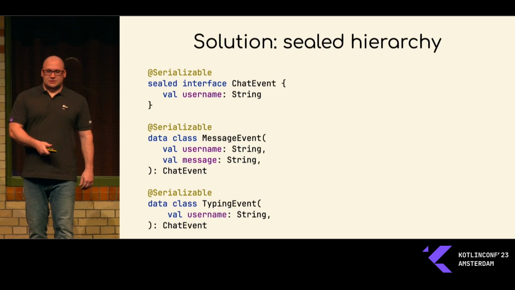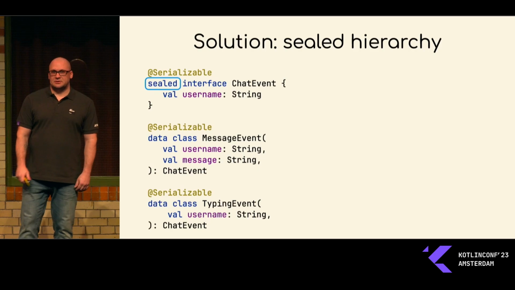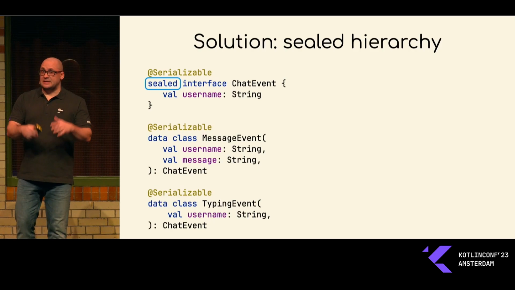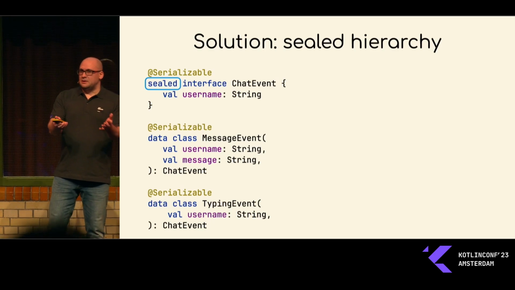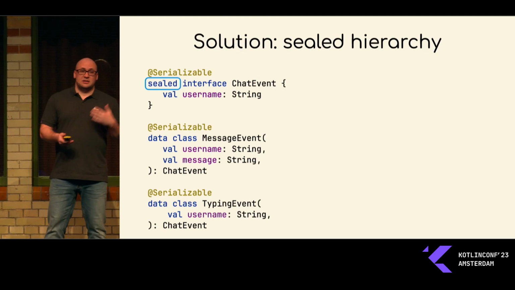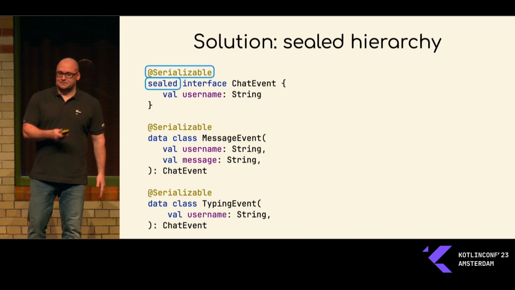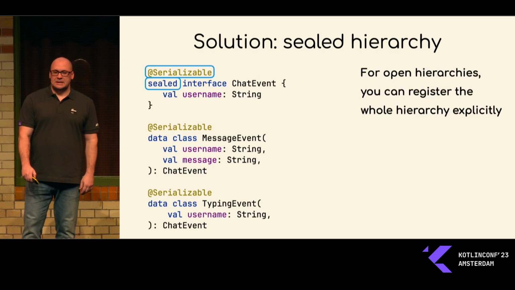So for our solution, it's pretty easy. We just mark the hierarchy as sealed. It means that the hierarchy is closed. It's explicit to the library, and the library can scan the shape of the hierarchy, which cannot change. It's predictable. So in this way, it's explicit. And we mark it as serializable as well, of course.